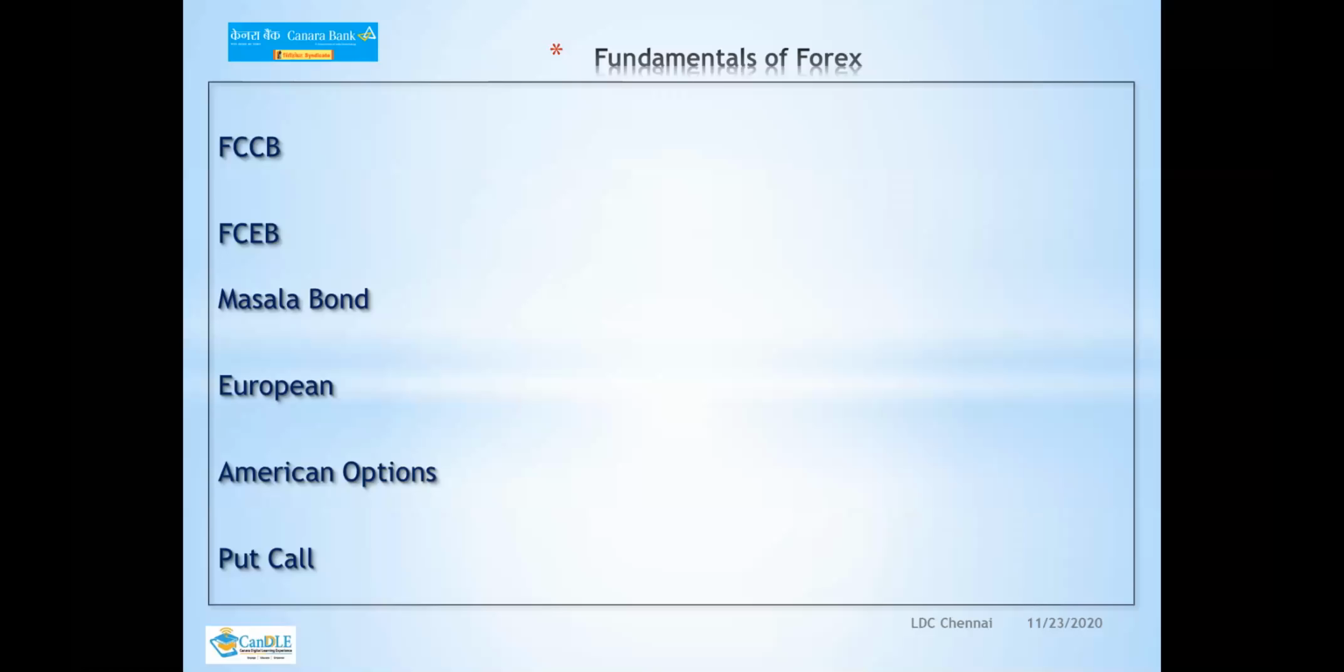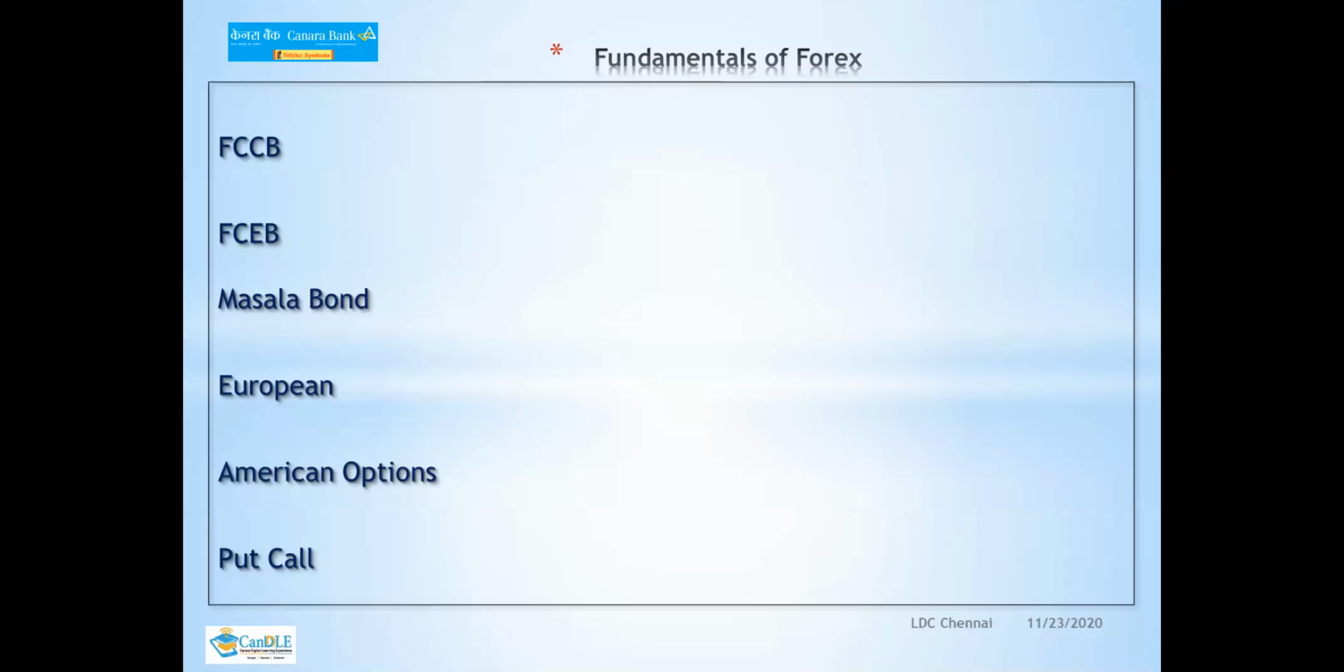If I am taking an option for buying, it is called a call option. So I want to buy a dollar at 75 rupees. It is called a call option. On that day, if the dollar value is 74 only, I will not choose this. If it is 76, I will use this option.